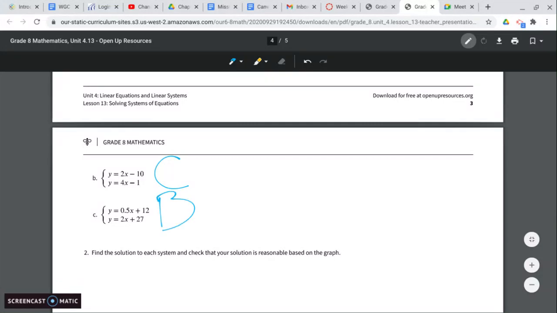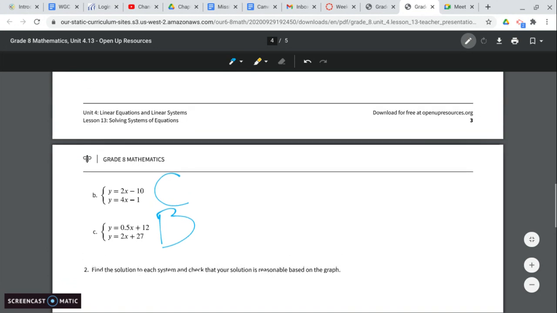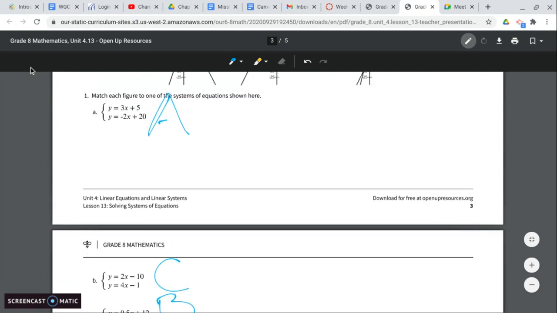Now, find the solution to each system and check that your solution is reasonable based on the graph. So we want to actually solve these systems of equations and then check it with the graph, not use the graph to solve it. On this one, we have y equals 3x plus 5 and y equals negative 2x plus 10. Now, there are different ways to solve a system of equations. There's what's known as substitution, and there's what's known as elimination. I'm going to use substitution on this one.